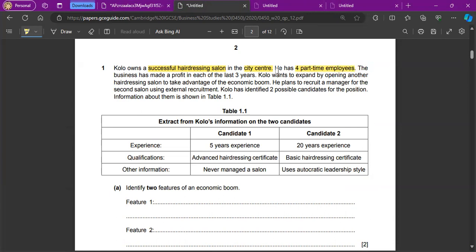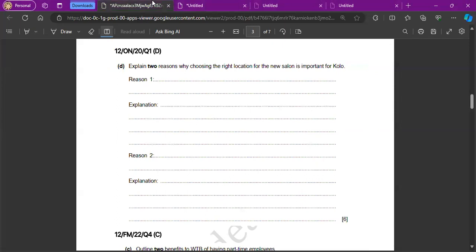He wants to expand by opening another hairdressing salon to take advantage of the economic boom. He plans to recruit a manager for the second salon using external recruitment, and has identified two possible candidates for the position. Explain two reasons why choosing the right location for the new salon is important for Colo.